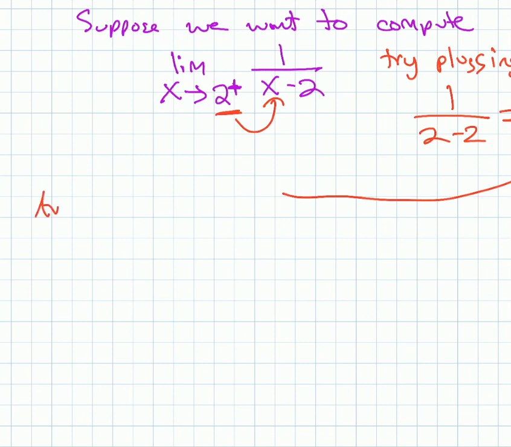Any non-zero constant over 0 is going to give you plus or minus infinity.